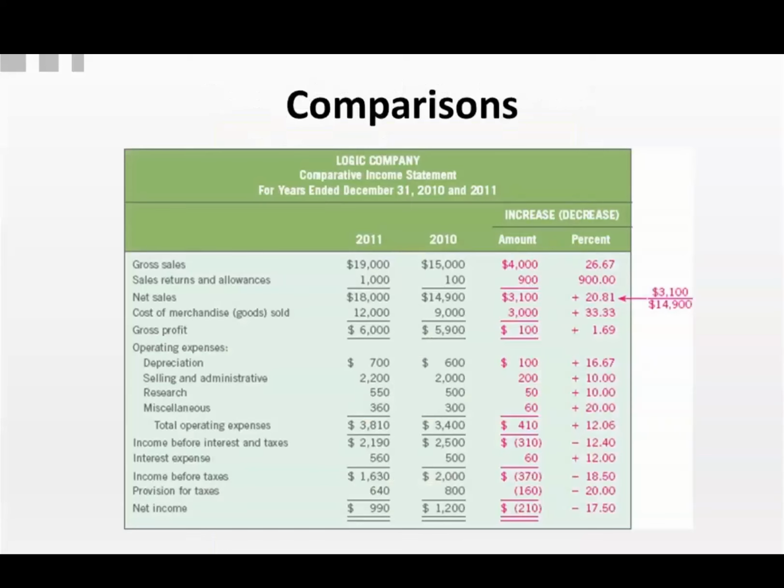Another type of profit and loss is a comparative income statement. In a comparative, we're directly looking at how we did this period of time, this year in this particular example, versus a prior period of time, last year in this example. In this case, we're comparing this year, 2011, versus 2010. You can see that our net income in 2011 is $990. Last year, we made more money.